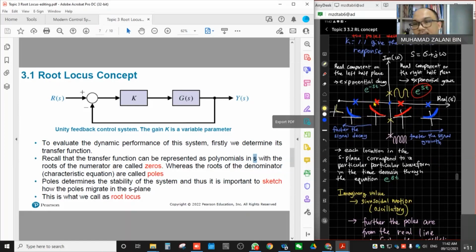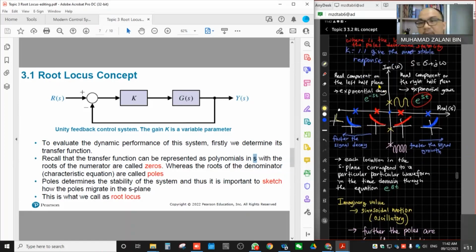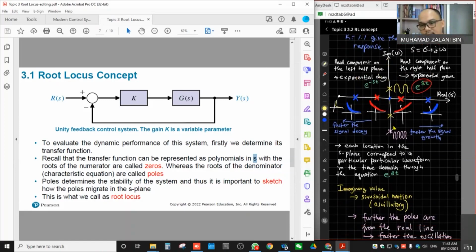Itu adalah berkaitan dengan real axis pole. Real axis lah. How about imaginary? So, real axis is about exponential function. Is it whether it is decaying or growth? Okay. For the imaginary axis here, it is about oscillation. It is about oscillation or sinusoidal or waveform lah.